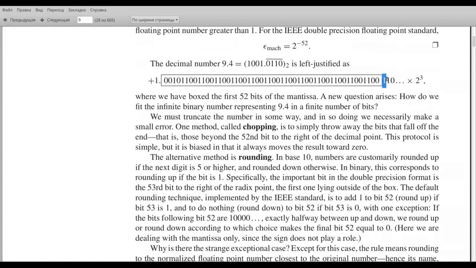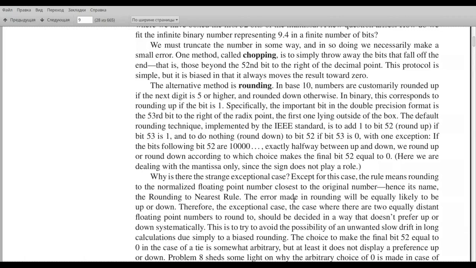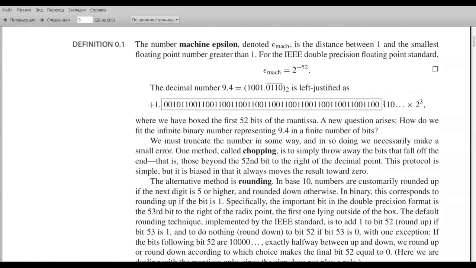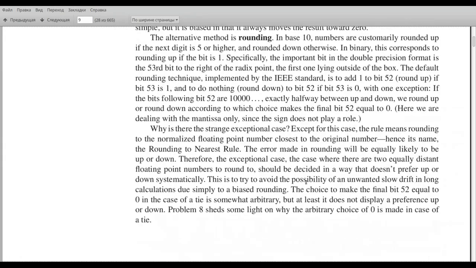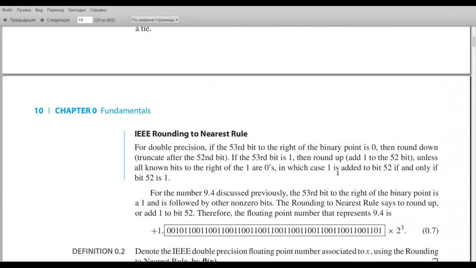So essentially, we need to agree on what to do, so we can also use information about the next digit. If we have exactly 1 and all zeros afterwards, right? Then we are exactly in the middle, and we don't want to be biased in either direction, either decreasing the number or increasing the number. This is why we have the so-called rounding to the nearest rule. Essentially it sounds like this.